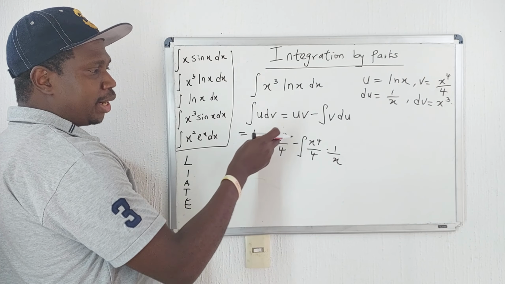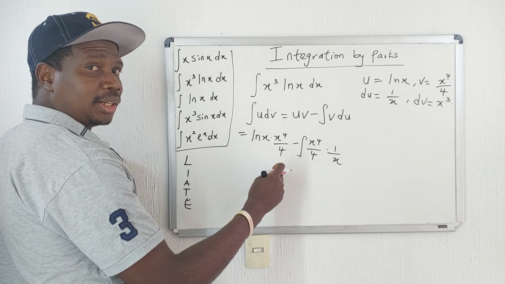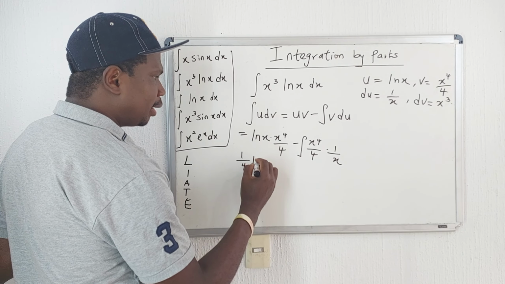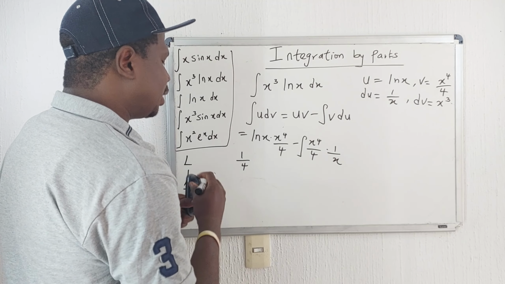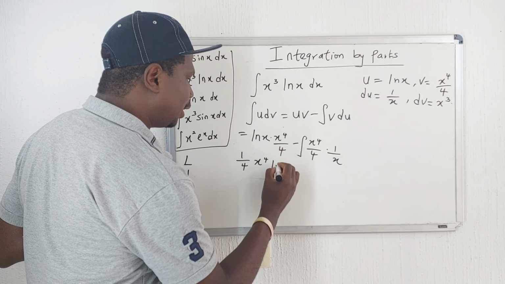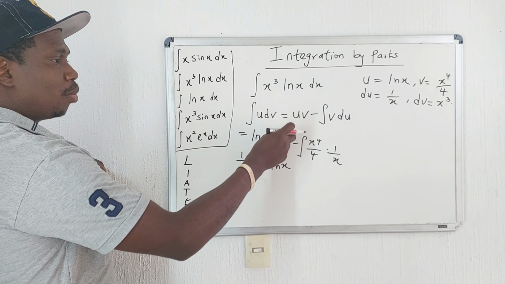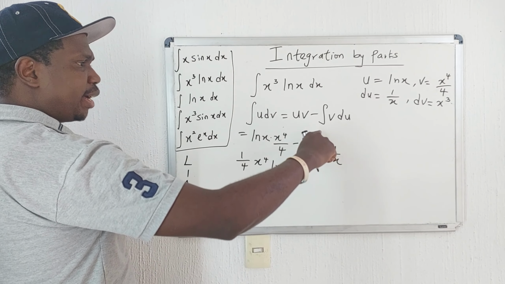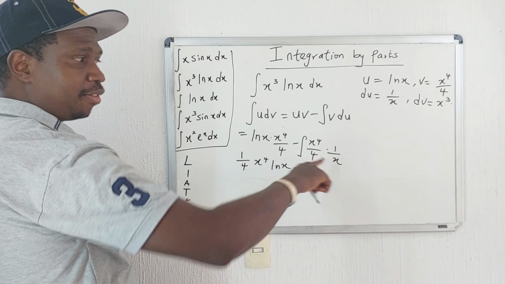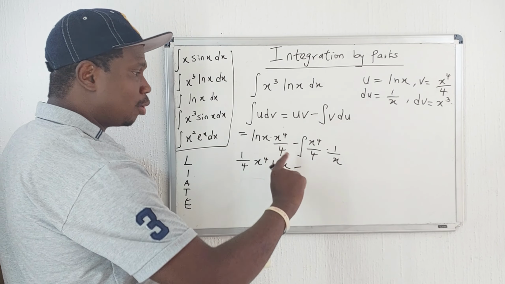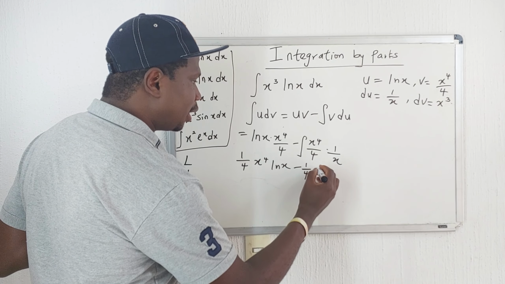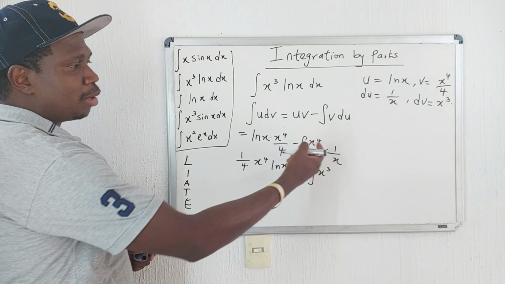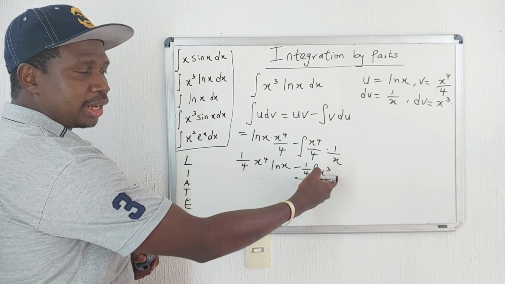If I want, I can bring out this 1 over 4 outside, because it's the constant. I can say 1 over 4, x to the 4 ln x, right? 1 over 4, I'll bring it outside, then x to the 4 ln x minus x to the 4 divided by x, I have x cubed. I can bring out this 1 over 4 again, because the constant, to 1 over 4 integral of what? x cubed.